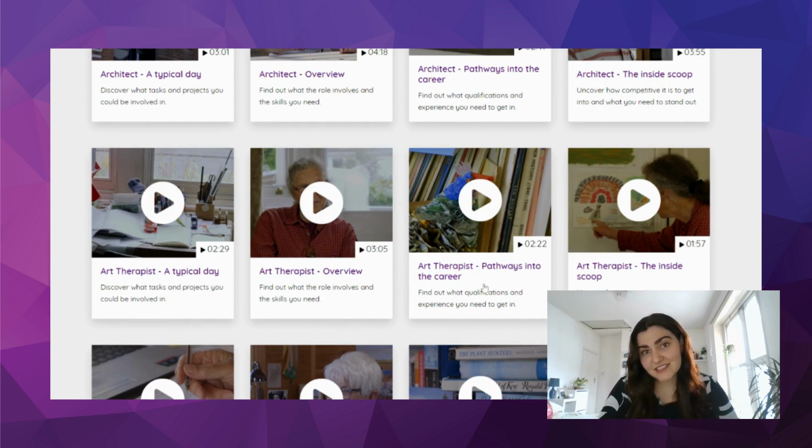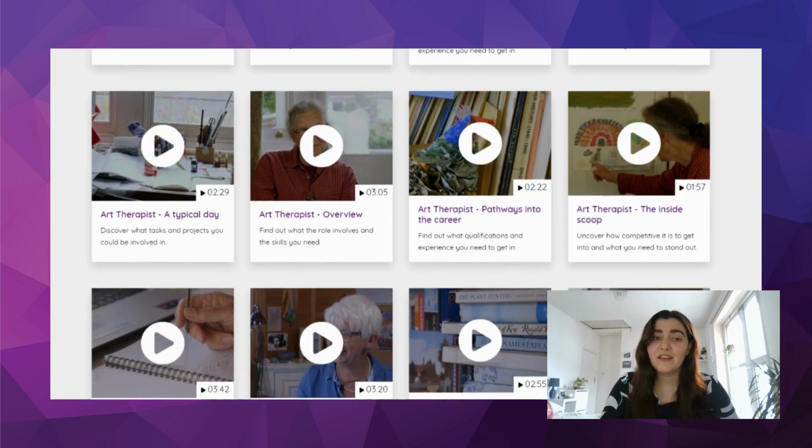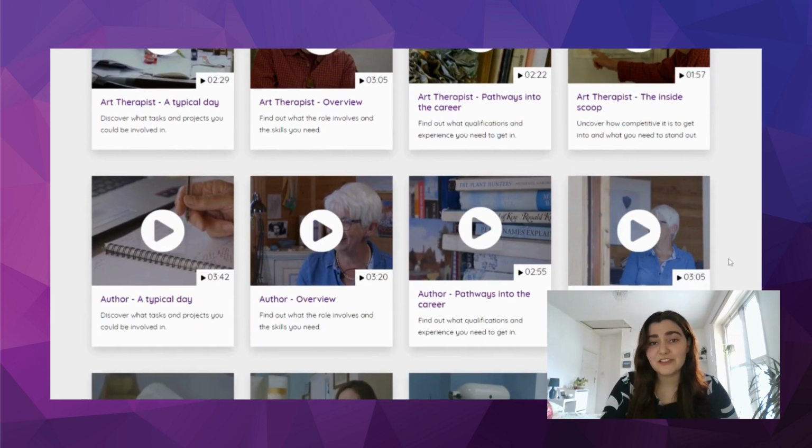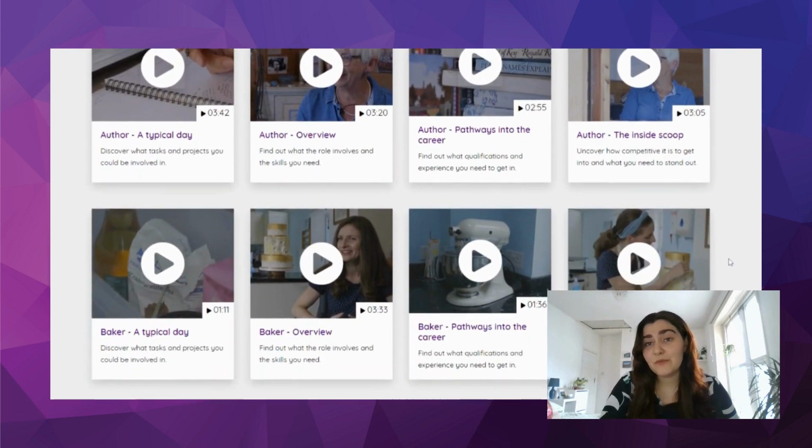Then there are pathways into the career, where the person's being interviewed about how they got their job and whether uni or potentially an apprenticeship or work experience would be a good way to get in. And then there's the inside scoop, where the interviewee gives you their top tips on how to get into the role.